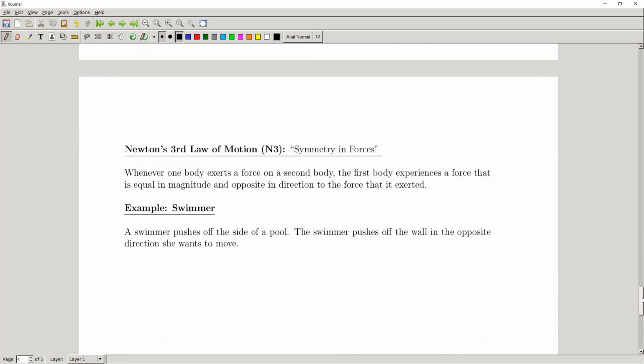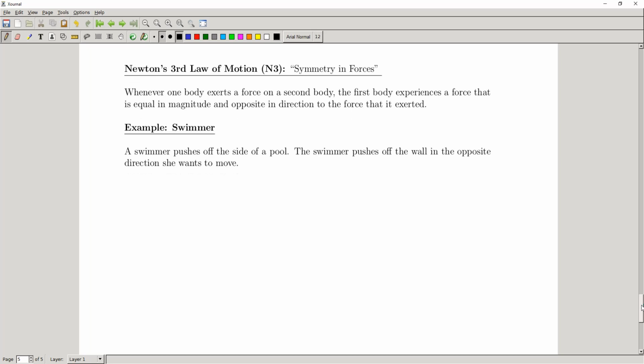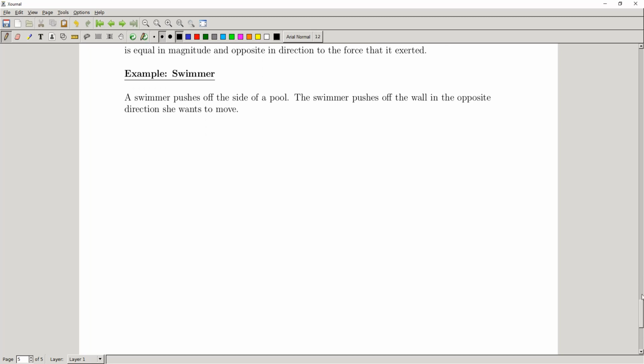Okay, so before we finish off this video here, I'm just going to talk quickly about Newton's third law, which is often called the law of symmetry in forces, right? So whenever one body exerts a force on a second body, the first body experiences a force that is equal in magnitude but opposite in direction to the force that it exerted. Okay, and the example to think about here is this one that I've written down here.